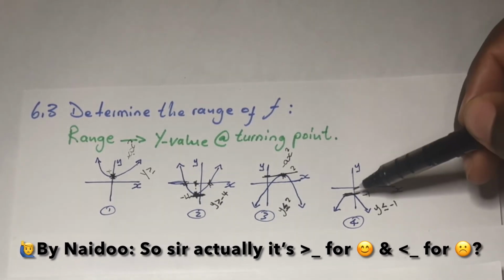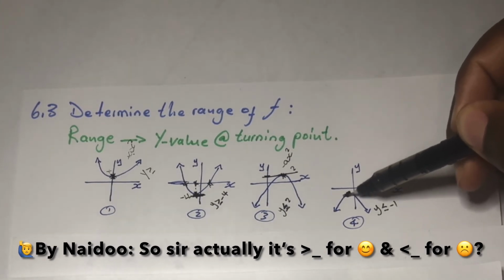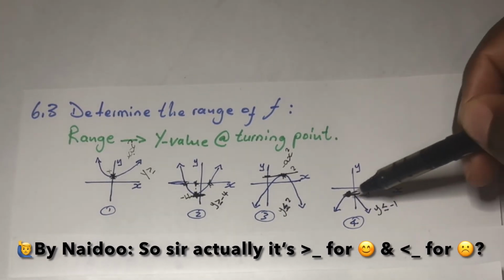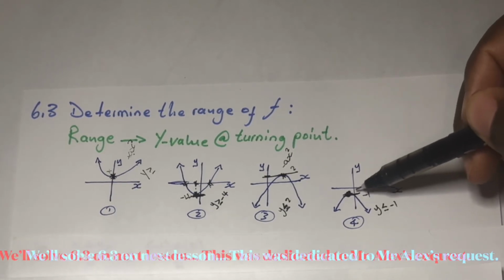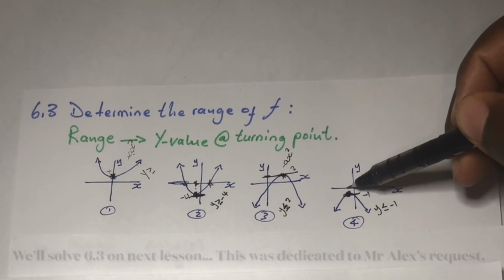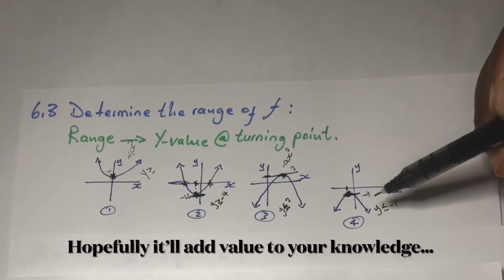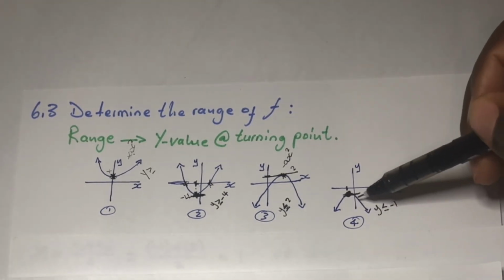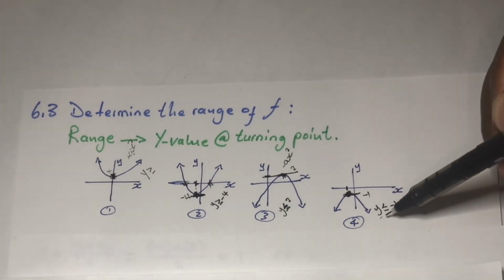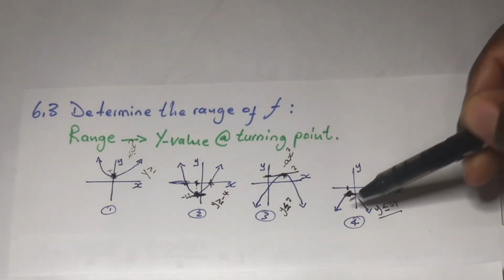So remember, you can give the range of the graph if you know the y value at the turning point of the graph. Otherwise, if you don't have the y value at the turning point, you then need to calculate the x value at the turning point, and you use that x value to substitute in the original graph of the parabola in order to find your y value. As soon as you get your y value, that's when you can give the final answer in terms of indicating the range of that particular graph.